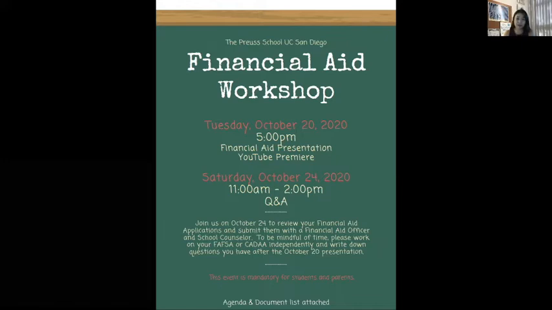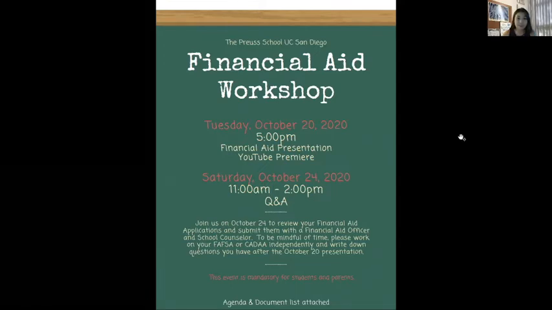So today we will have about an hour to review the financial aid application for FAFSA and the California DREAM Act by one of our UCSD financial aid officers. Just as a reminder, on Saturday, October 24th, we will be having a live Zoom from 11 a.m. until 2 p.m. to review and to finally submit those financial aid applications. You'll be able to ask more specific questions during that time.